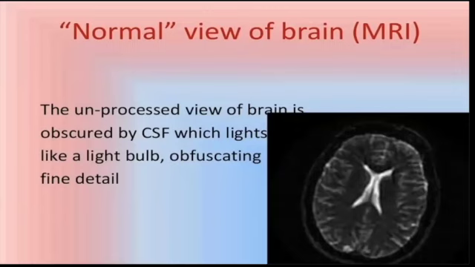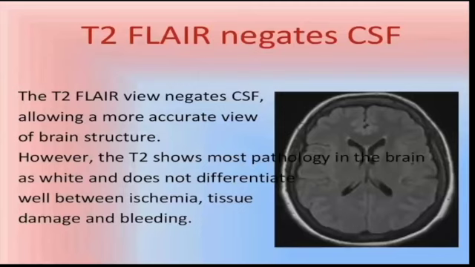Okay, perfect. So again, here we're just speaking a little bit more about the T2 FLAIR. Now, the T2 FLAIR view negates the CSF, which allows a more accurate view of the brain structure. However, T2 shows most pathology in the brain as white and doesn't differentiate well between ischemia, tissue damage, and bleeding. So the downfall of using a FLAIR image is that you won't be able to differentiate between ischemia, bleeding, and tissue damage. Everything appears as white.